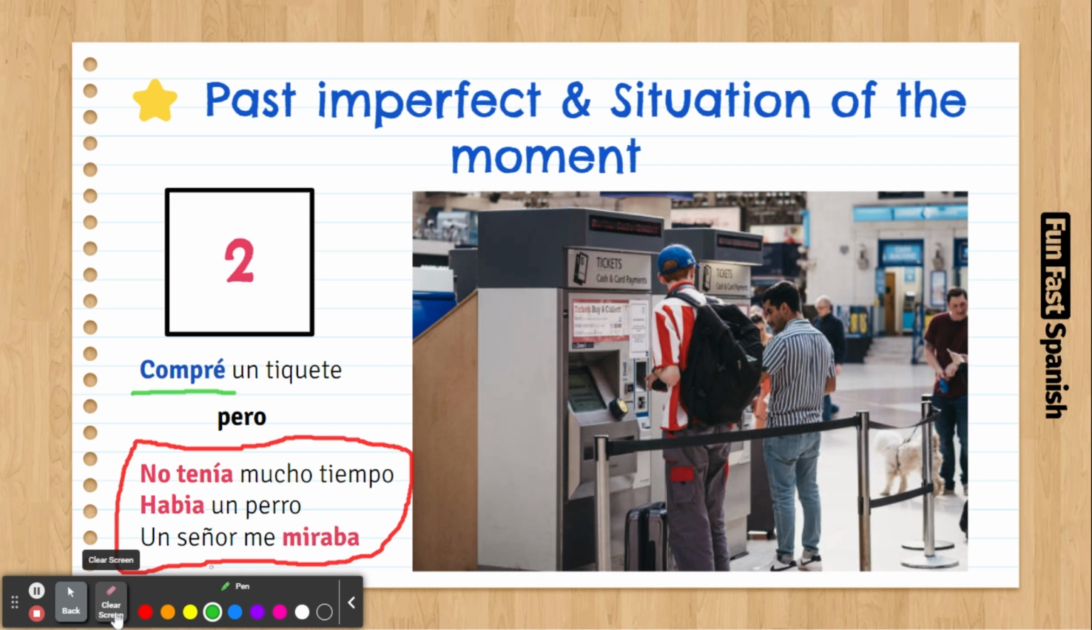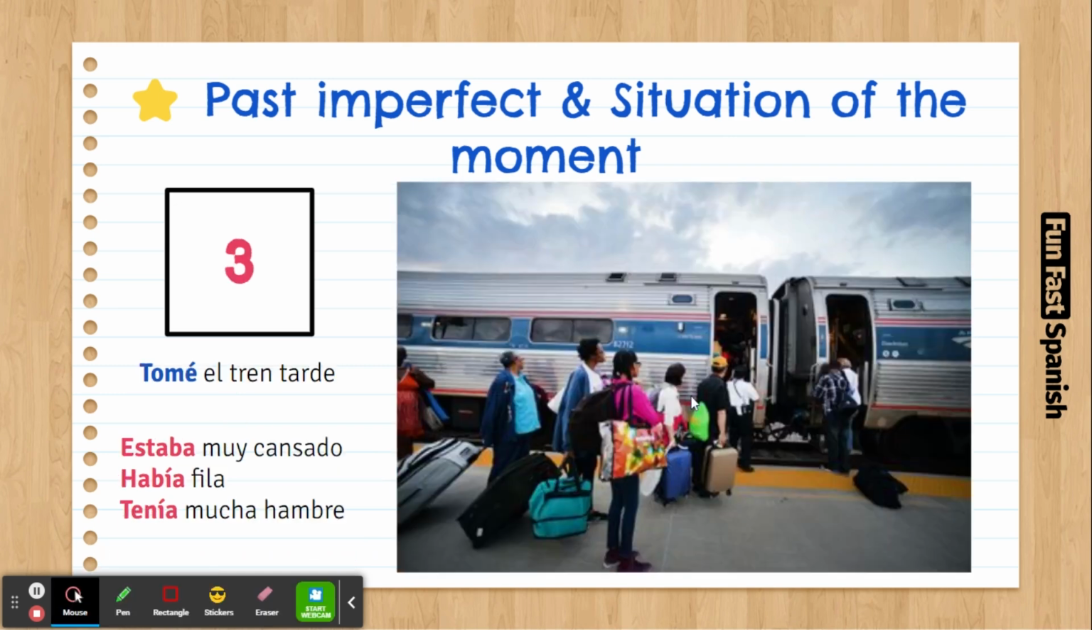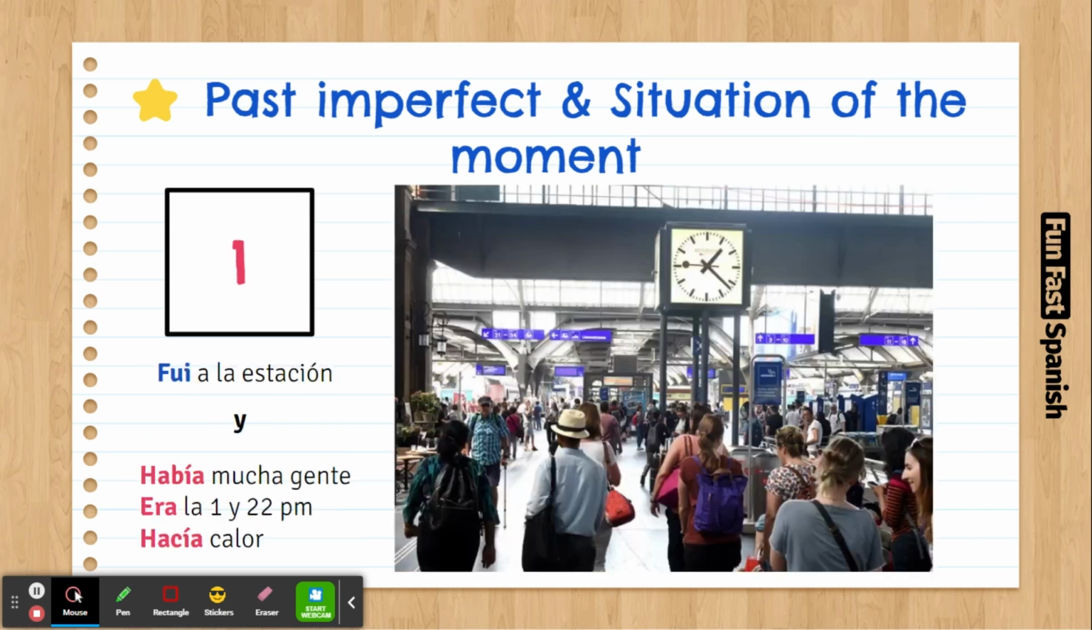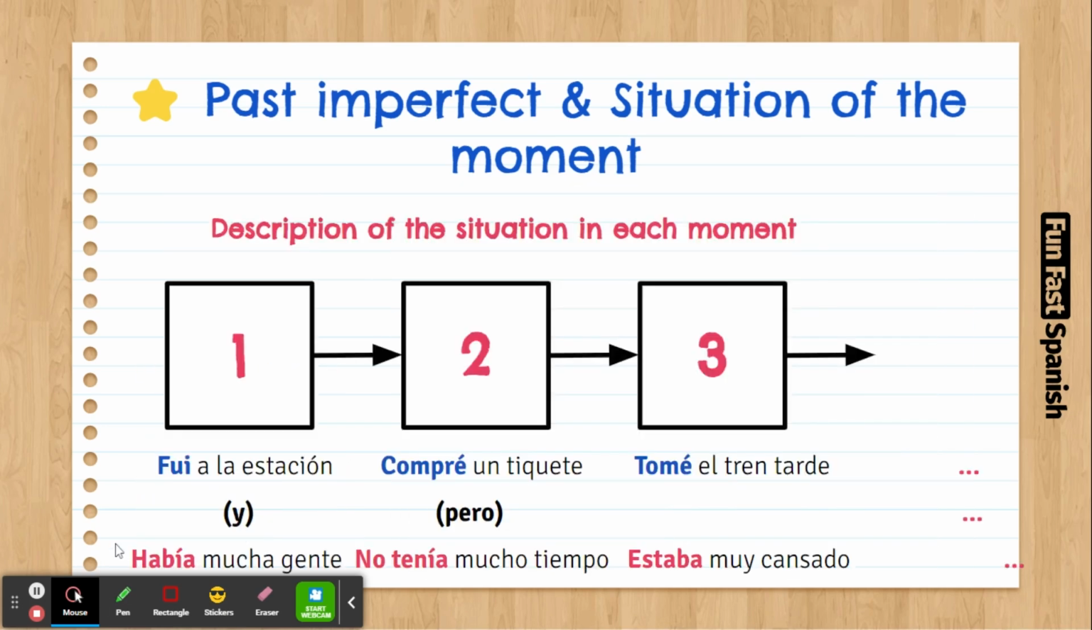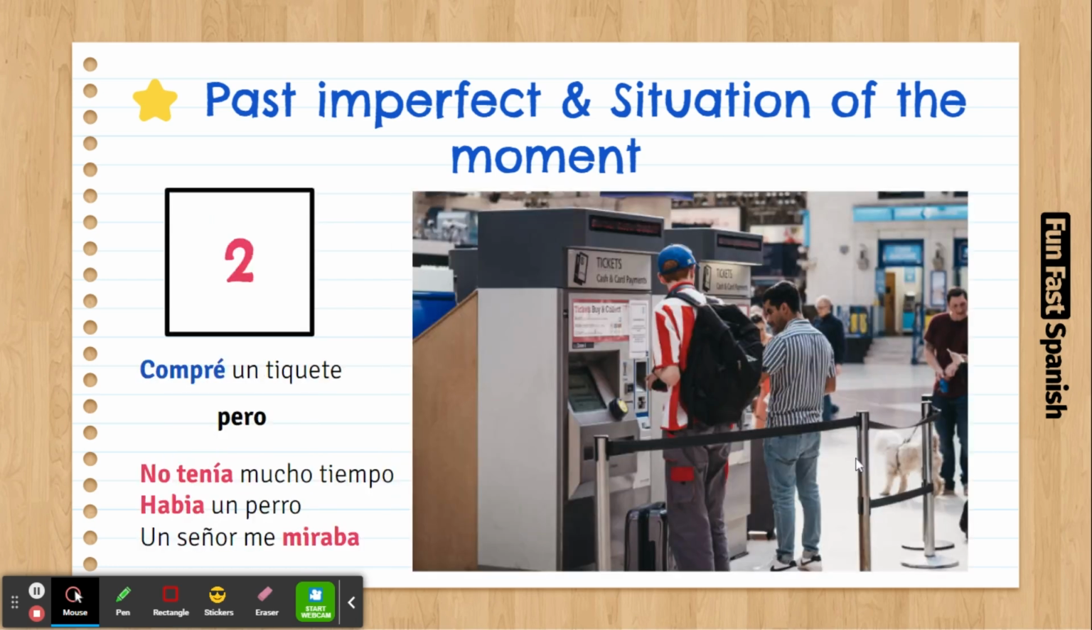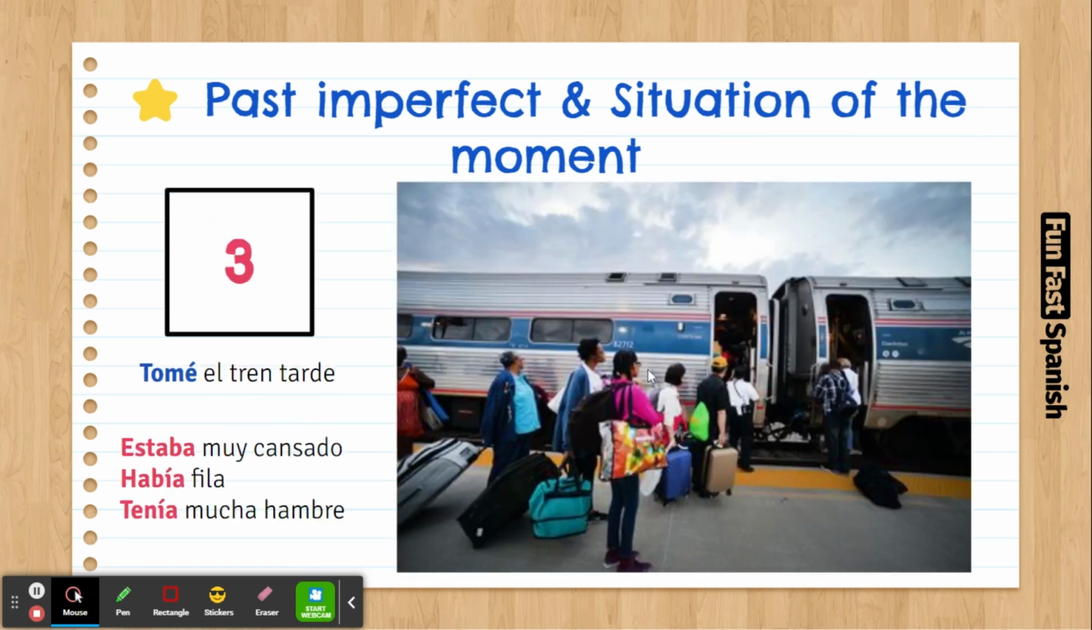the third event. In the third event, tomé el tren, right? Fui a la estación. Second, compré un tiquete. Third, tomé el tren tarde. Wow, I was late. So, entonces tomé el tren tarde. That was the third thing, the third action, the third event. I'm bringing sequence now. I'm no longer buying the ticket. I'm taking the train now.